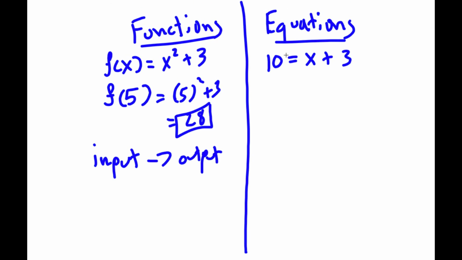However, for an equation, such as 10 is equal to x plus 3, there's only one solution. You first start by subtracting 3 on both sides. 10 minus 3 is 7, so I get x is equal to 7. You only have one solution, whereas for a function, there is no such thing as a solution because for any given input, you get an output. So there could be an infinite amount of inputs and an infinite amount of outputs. So there's not just one solution for a function.